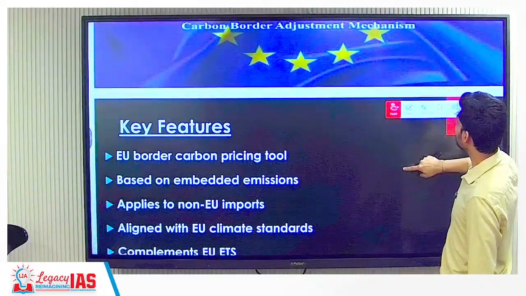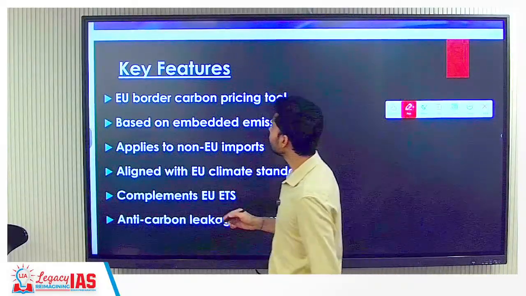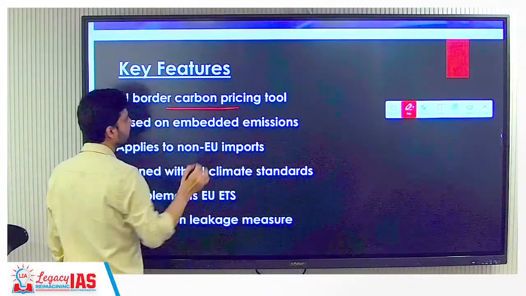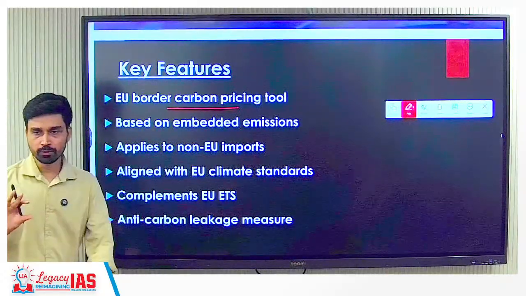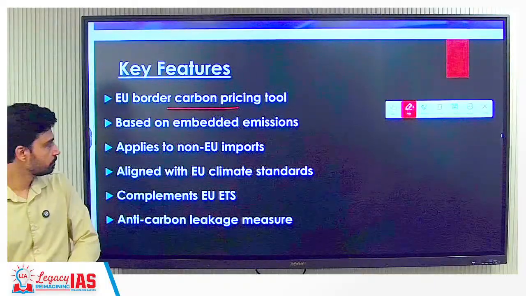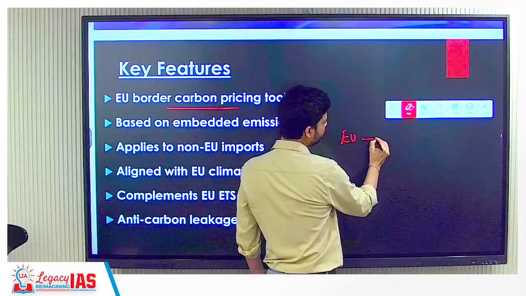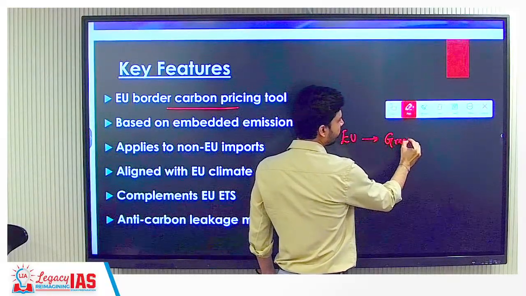So let us first understand what is CBAM, Carbon Border Adjustment Mechanism. So European Union Border Carbon Pricing Tool. Okay, if you try to understand simply, what is the purpose behind bringing this CBAM? Now we know that European Union, they want to focus more on which kind of energy?